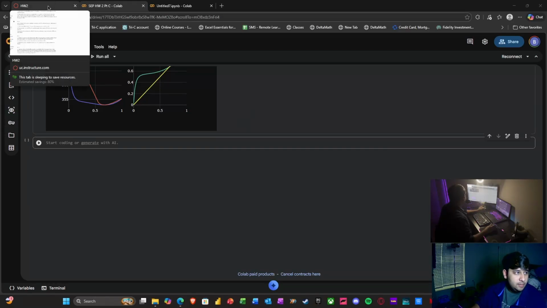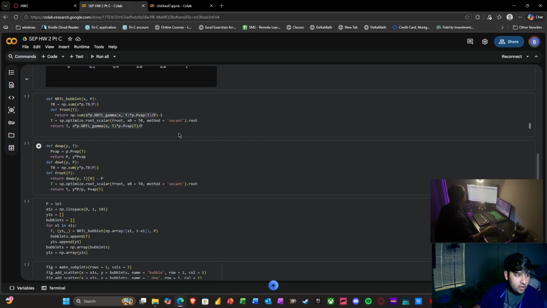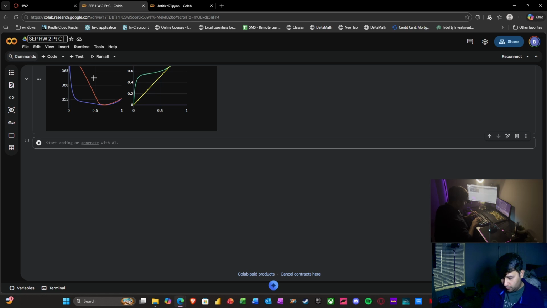Okay, so this is part D of homework 2. We're going to be implementing an iterative Rachford-Rice calculation for our isopropanol water system. We're going to take these guesses for the vapor fraction and liquid composition and see if we can obtain our dew and bubble pressure calculations. We're just going to be using the code that we've built in part C. So this is also part D right here.